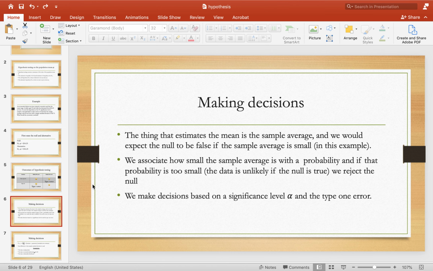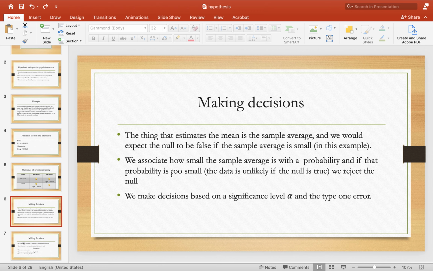So when you make decisions in statistics, they're always going to be based on data. The thing that estimates our population mean is the sample average. In fact, we proved that's unbiased. And we would expect a null to be false if the sample average is small in this example. We associate how small the sample average is with a probability, and if that probability is too small, the data is unlikely to be true, and we reject the null.